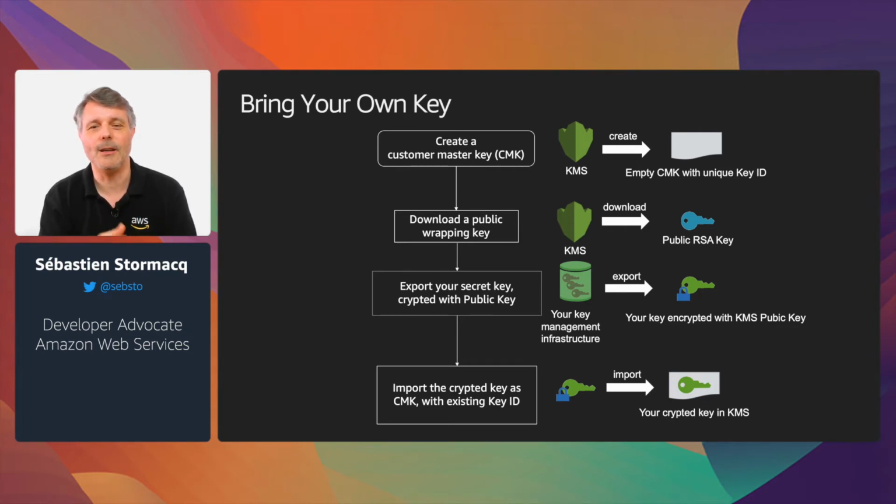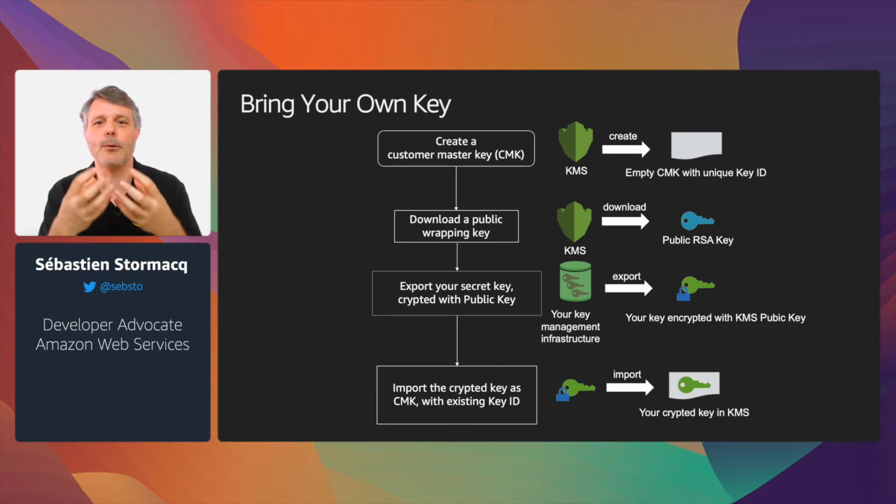You encrypt your key with the public key of AWS KMS, and you upload that encrypted key to AWS KMS. Upon reception, AWS KMS will use its private key, which is unique for that import operation, to decrypt your key and store the bits and bytes of your key inside the customer master key that you created before. And we have many customers that are using that.